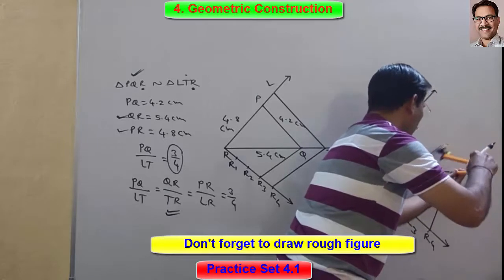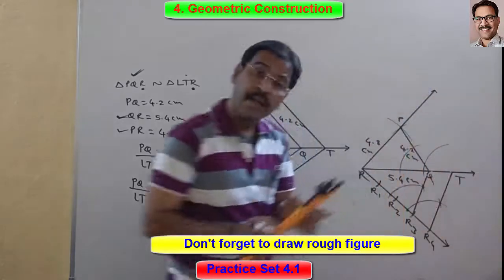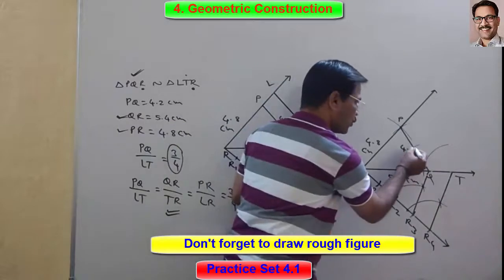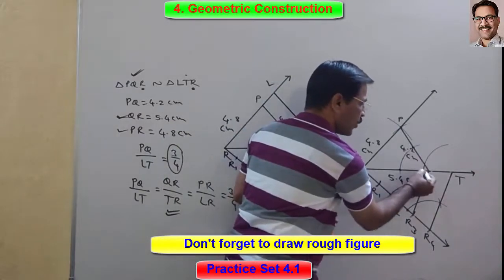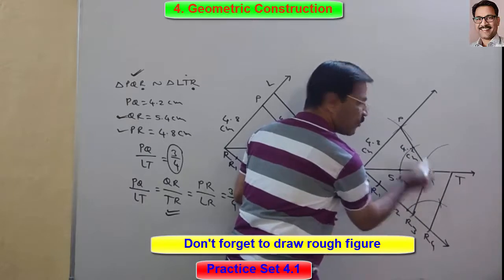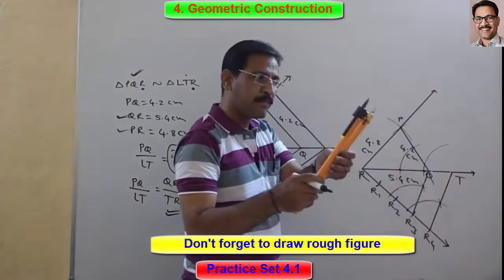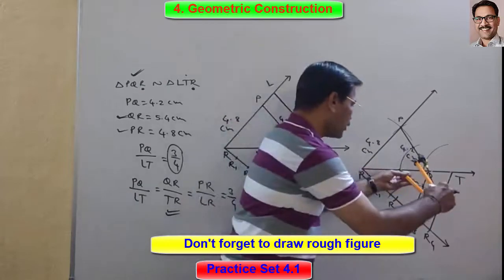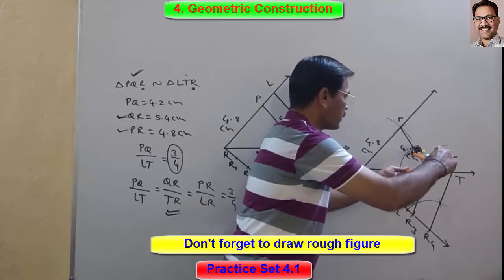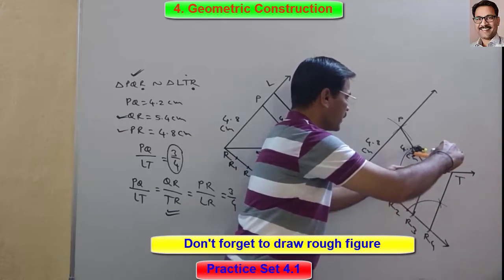This is the procedure. Again, how many points do we get here? 1, 2, and this one. Not on Q. See here, this is Q. Here it is a point. Now I'll take the compass from this point to this point. Okay? Just check whether it is okay.